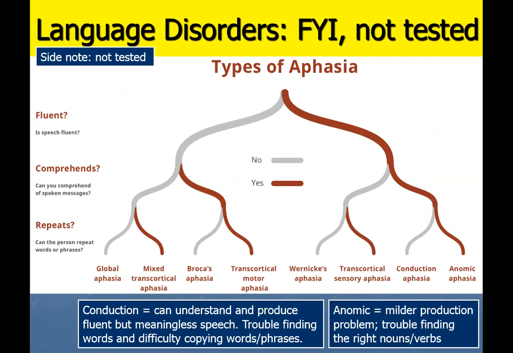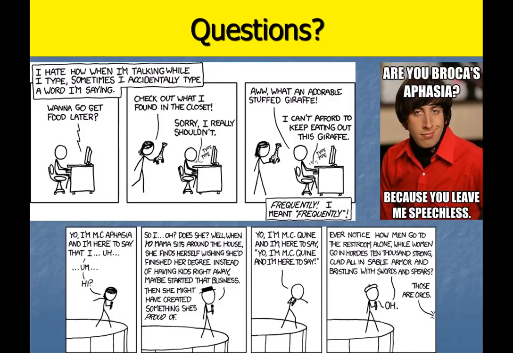As I said, there's quite a few types, but the main ones we're interested in, the ones most well known for neuropsychology, would be Broca's aphasia, also called expressive aphasia because they have trouble expressing or producing language, and Wernicke's aphasia, also called receptive aphasia because they have trouble receiving or comprehending language when other people talk. So that is the end of the language disorders and aphasia stuff.